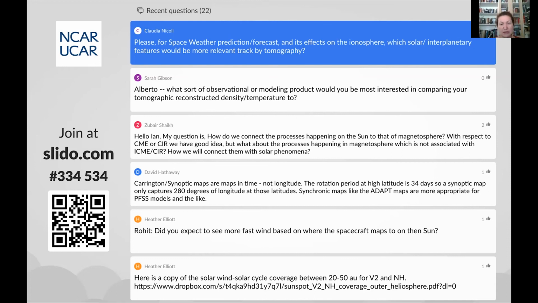We are especially interested in the impact of solar wind, the CIR, on geomagnetic storms and the low latitude ionosphere. I'd like to know which is the most important feature or characteristic of the solar wind and coronal holes that we could track, that could perhaps be revealed by tomography, for application in space weather prediction and forecast, and that impacts the ionosphere.